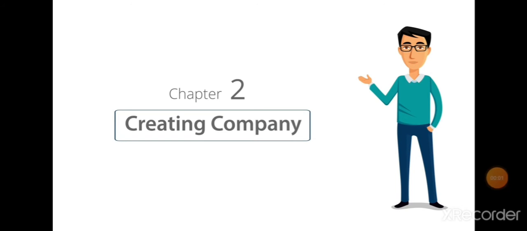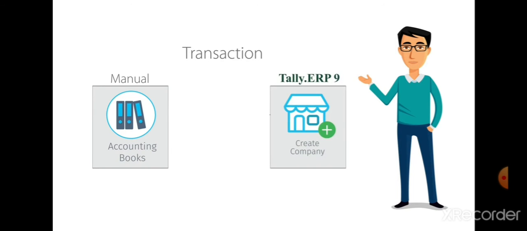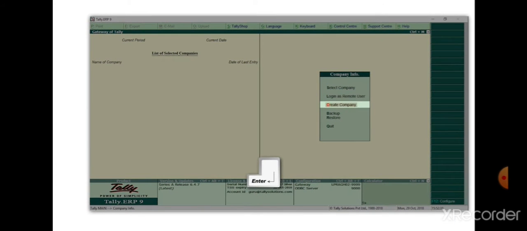In this session, you will learn how to create a company in Tally ERP9. Just like you create a book for recording your business transactions, you create a company to record the same transactions in Tally ERP9. To begin with, you need to go to Create Company and press Enter.